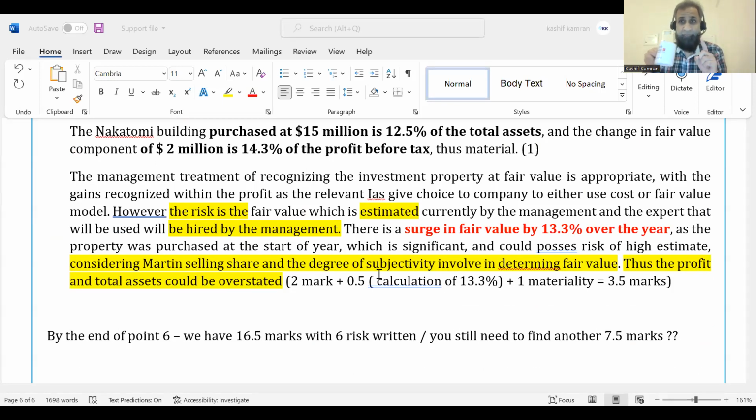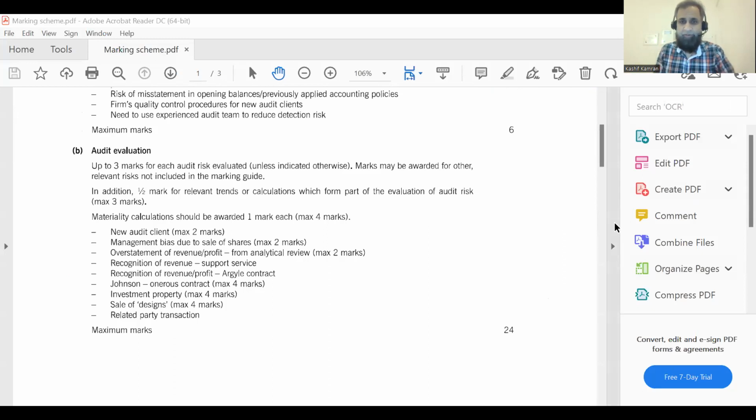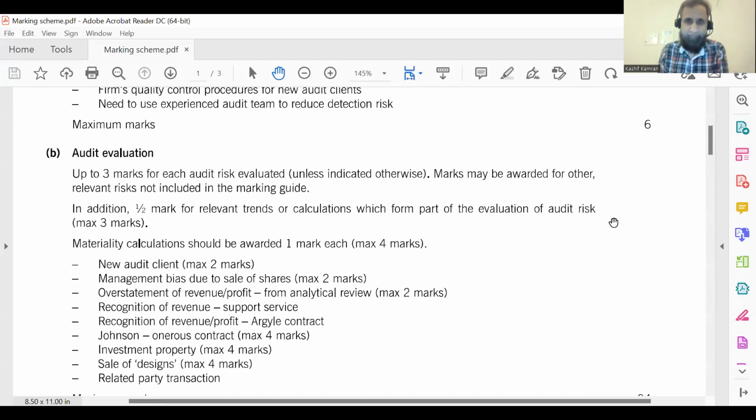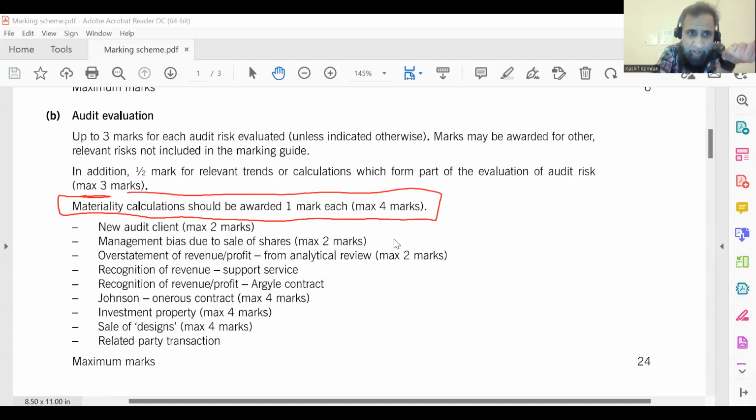No, the materiality marks are 4. How many comments on materiality can you do? Look at the marking scheme. Let me show you the marking scheme. Can you see the marking scheme in front of your screen, everyone? Look at this third line, materiality calculations. Materiality calculations should be awarded 1 mark each to a maximum of 4 marks.